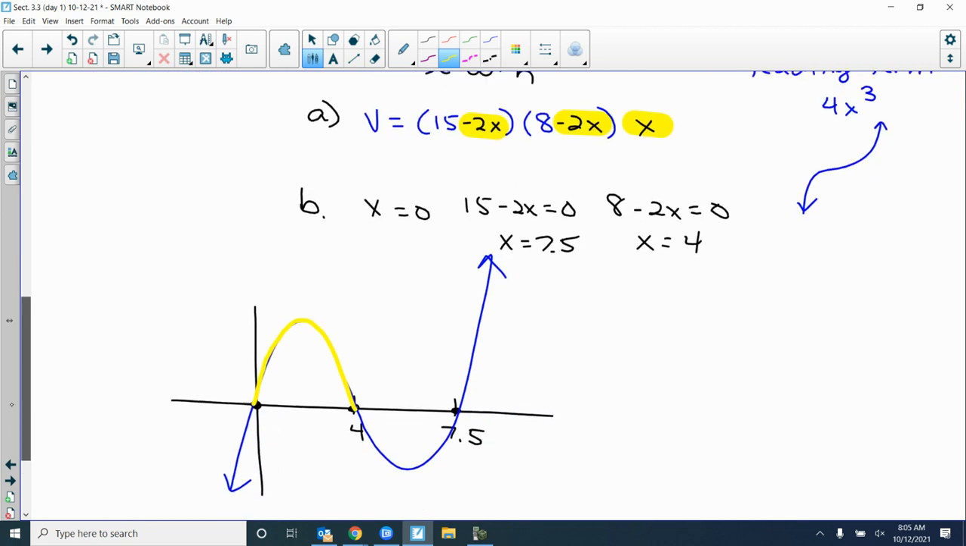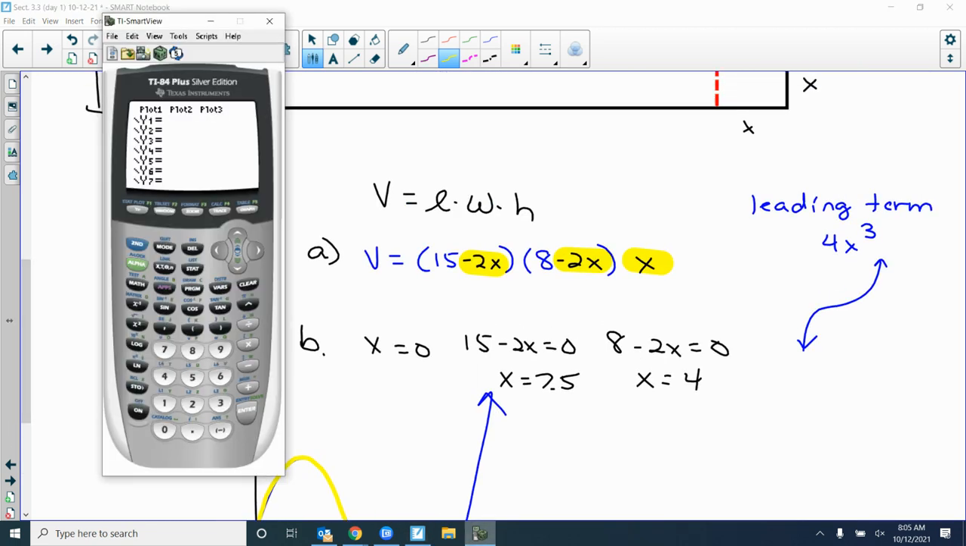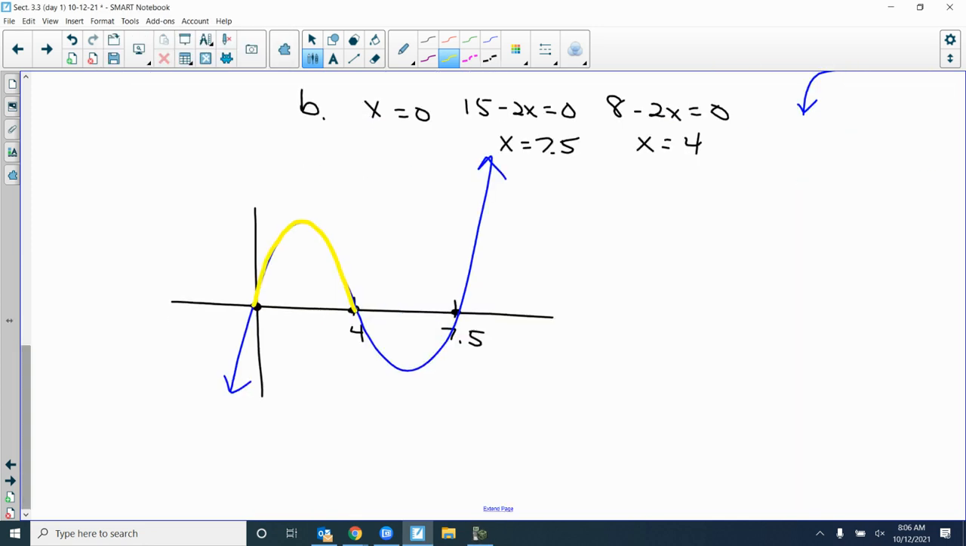All right, so I'm going to put in this function. So 15 minus 2x, 8 minus 2x, x. I'm just going to start with the standard window just to see what happens. This is what you get. You have no idea what it looks like. It looks nothing like what we have here. You don't see that maximum. But the main thing is you got to look at your x values. We really only need 0 to 4, but make sure you go 0 to 7.5. So you don't really need to change the x-axis. When you change that, then things get really messed up.